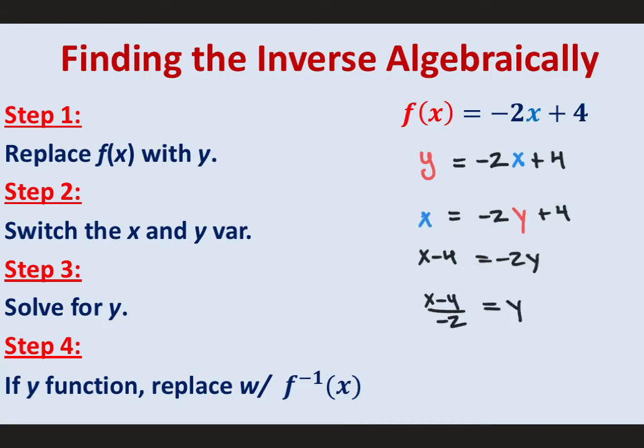And at this point, that's good enough. I can go ahead and leave it like that. I don't have to divide both those pieces by the -2 or really distribute. You can if you want, but that's good enough. And so our final step is to put it back as a function.